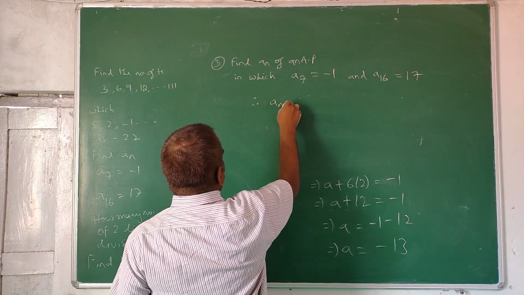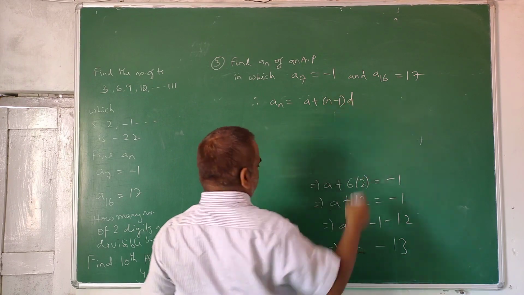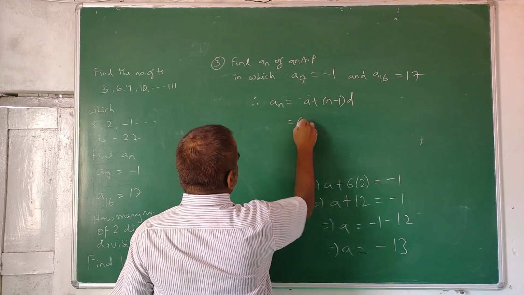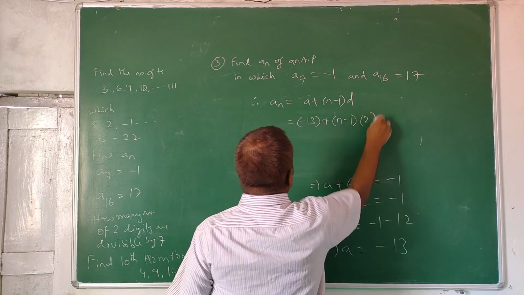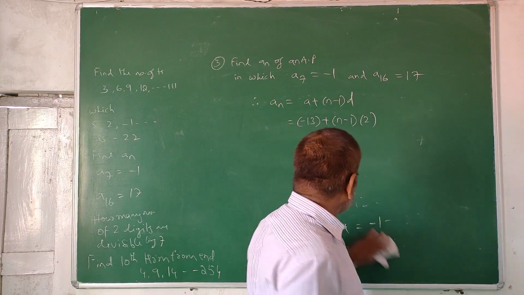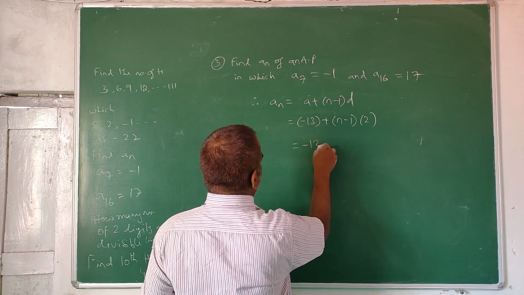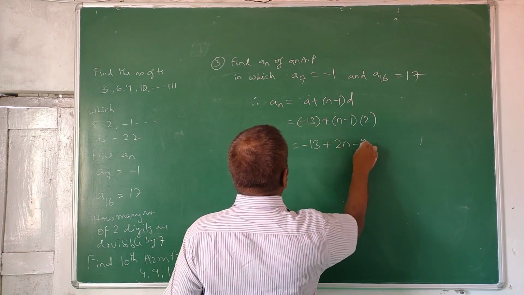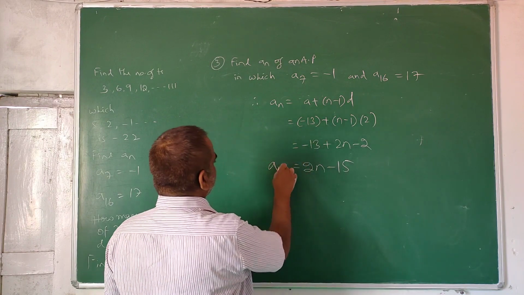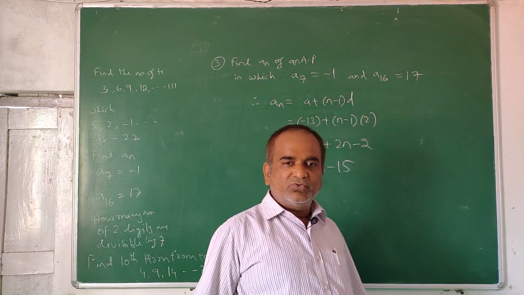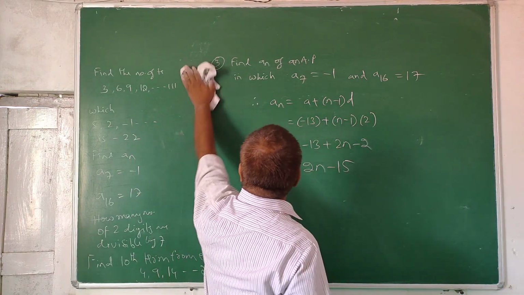Therefore the nth term of the AP is a plus n minus 1 into d. So now you substitute a and d values. The a value is minus 13, and d value is 2. Are you following? So this is equal to minus 13 plus 2n minus 2, which is equal to 2n minus 15. So the nth term of the AP is 2n minus 15. I think you understood. So now let us go to the next question.